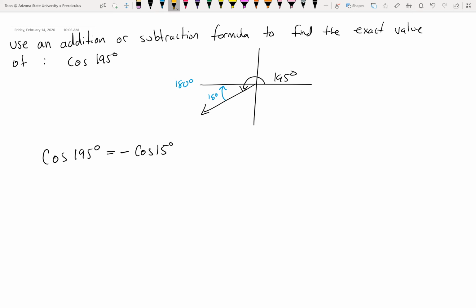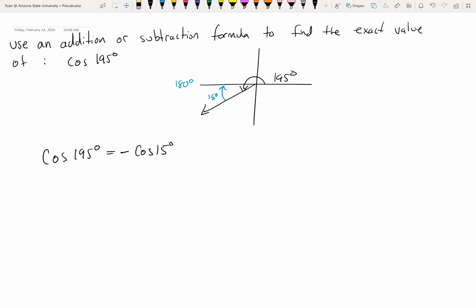Well, what are my special angles? Our special angles are 30 degrees, 45 degrees, 60 degrees, and we need to use these angles with pluses or minuses to get 15. Now, there are two choices. You can use 60 minus 45 or 45 minus 30. It really doesn't matter which one we use. I'll go ahead and use the 30 and 45.